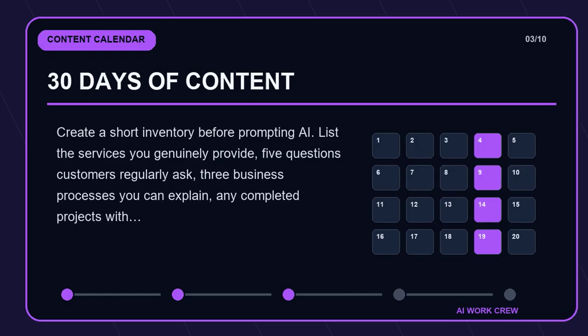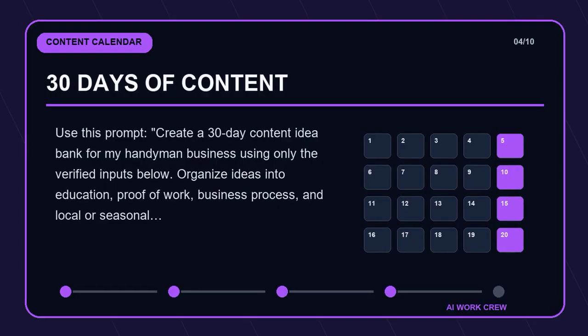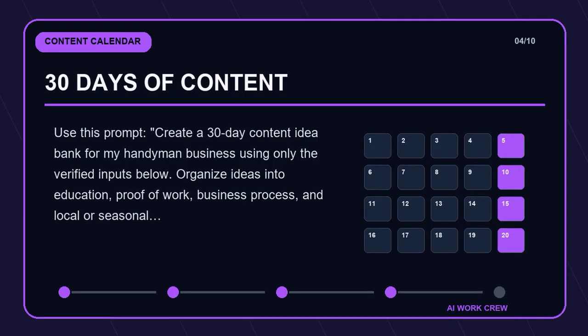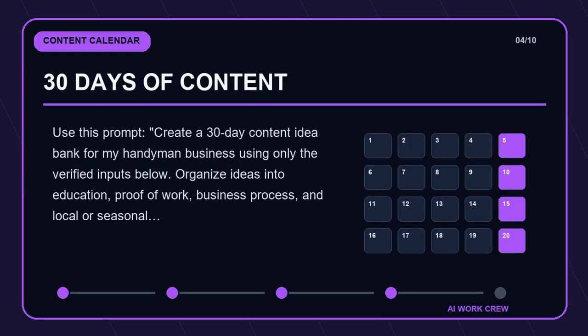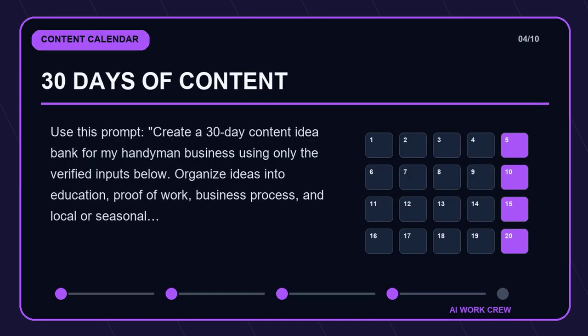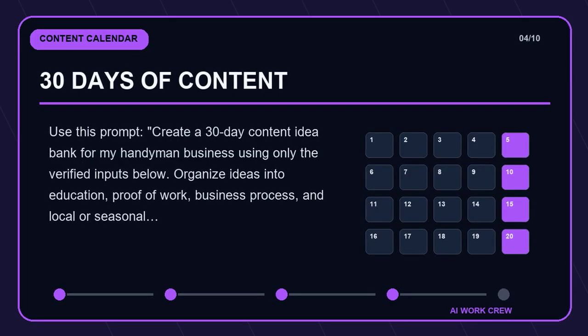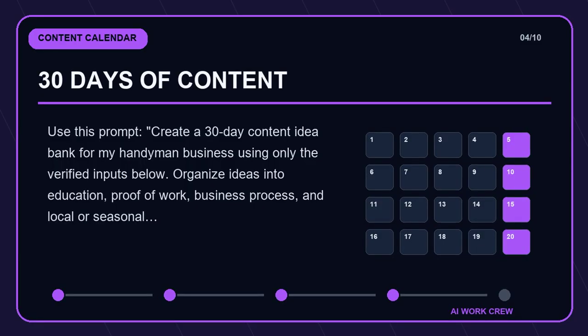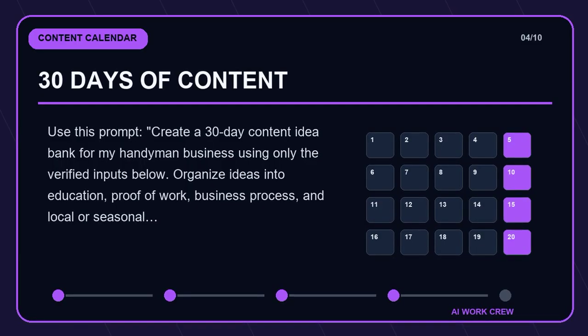Use this prompt. Create a 30-day content idea bank for my handyman business using only the verified inputs below. Organize ideas into education, proof of work, business process, and local or seasonal relevance. For each idea, give a purpose, recommended format, factual source, media needed, and low-pressure call to action.